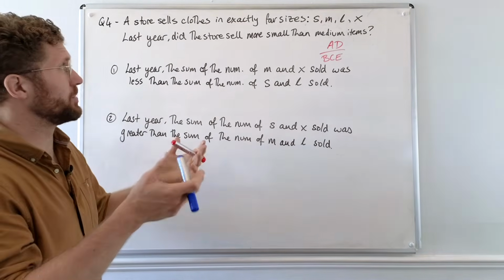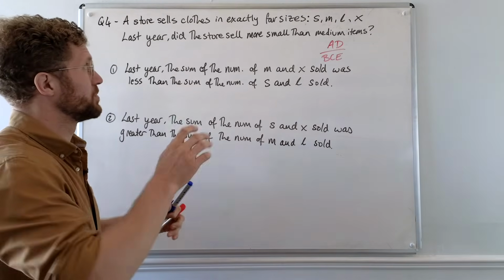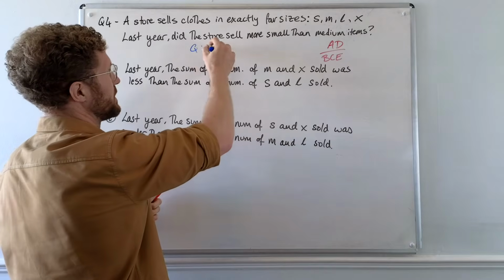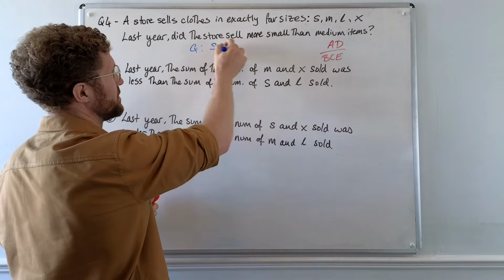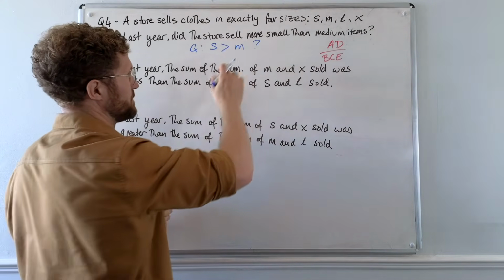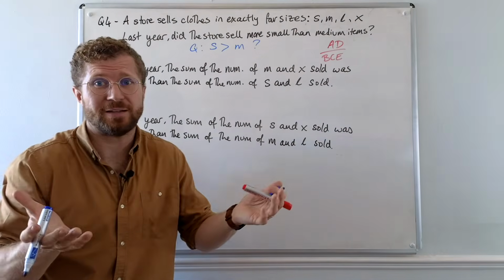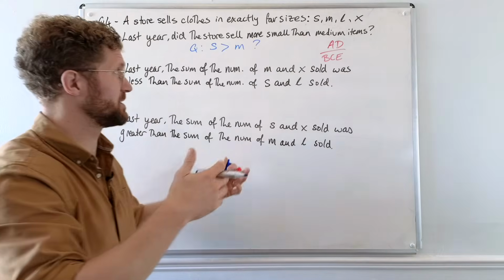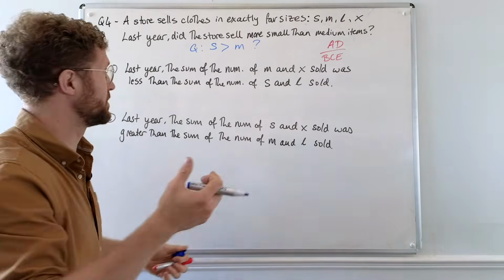And the question that we're really asking here is, last year, did this store sell more small than medium items? So the question we're working with is, were the number of small items sold greater than the number of medium items sold? Nothing else we can really do with that question. I can't push the question any further, so we're going to have to get into statements 1 and 2 and see what we can work with here.